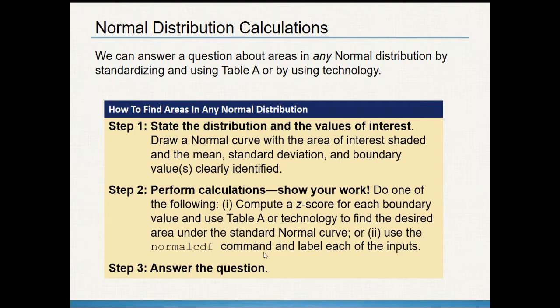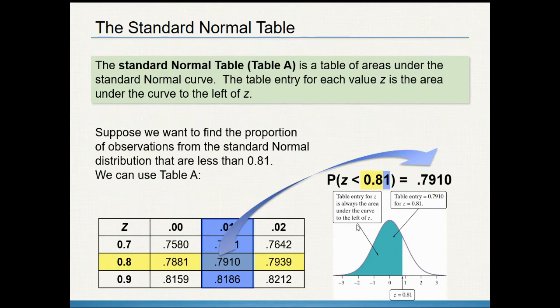Then you perform the calculations. Most likely, you're going to use the calculator, label each of the inputs, and then answer the question at the end. So, for instance, with this example right here, the mean is 0, the standard deviation is 1, and we want the probability that z is less than 0.81.